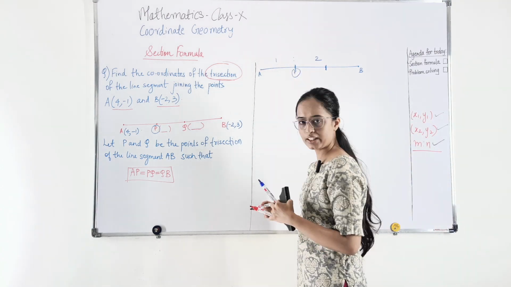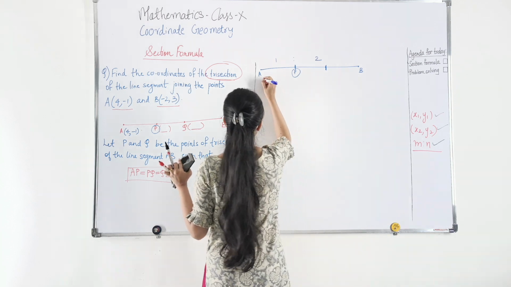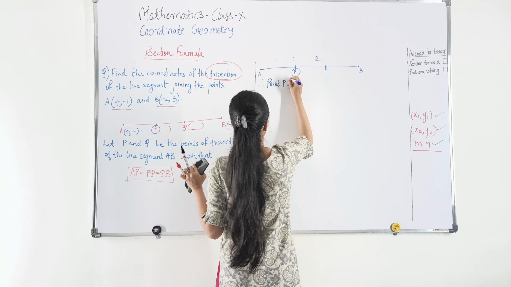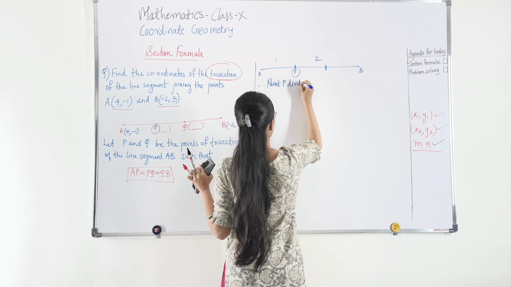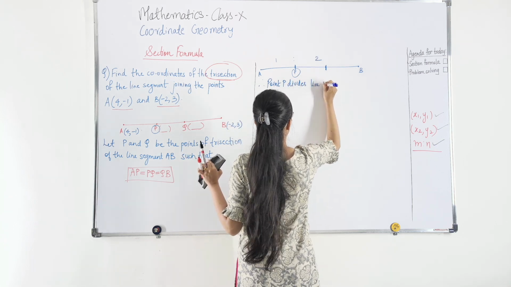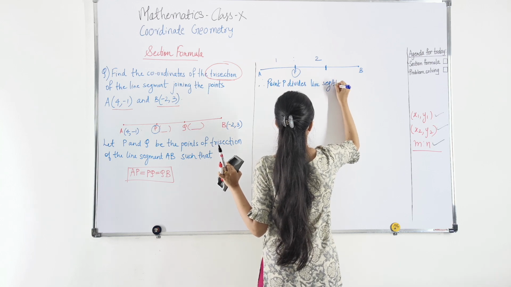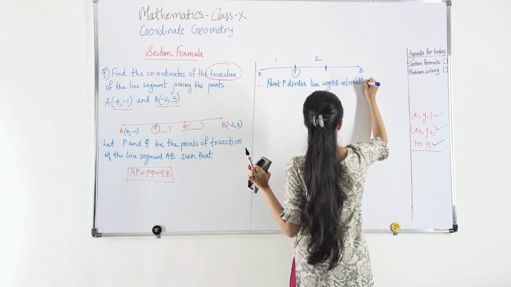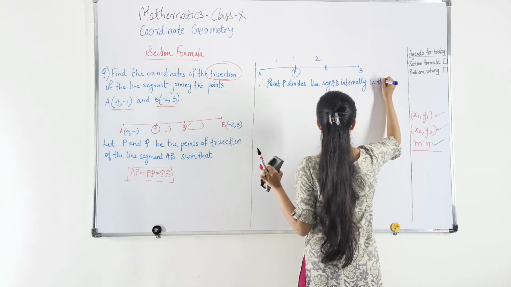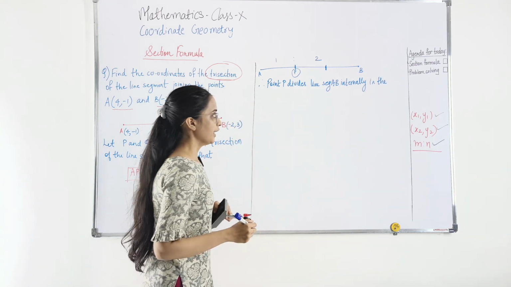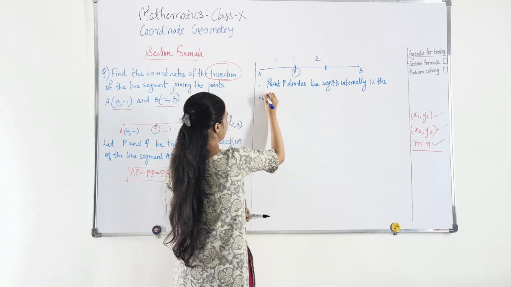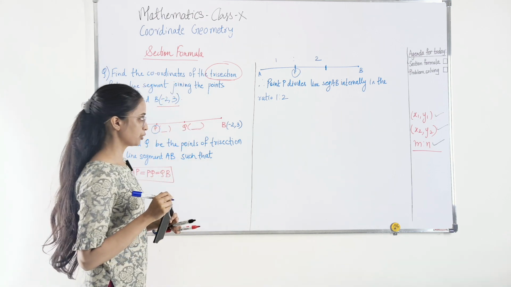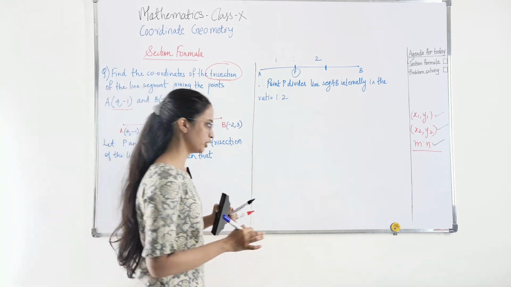So how mathematically are you going to present this? You would say that therefore point P divides line segment AB internally in the ratio 1:2. Now students, we got the value of the ratio, right?